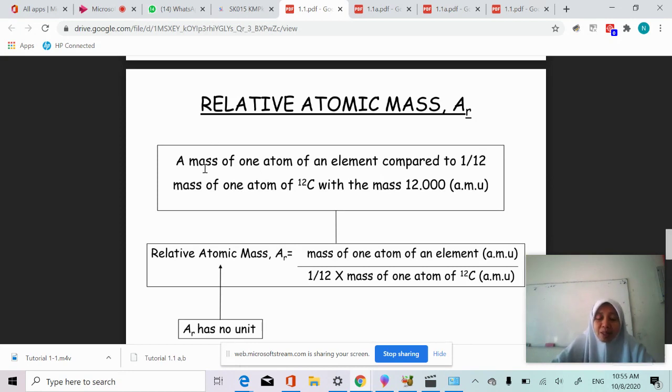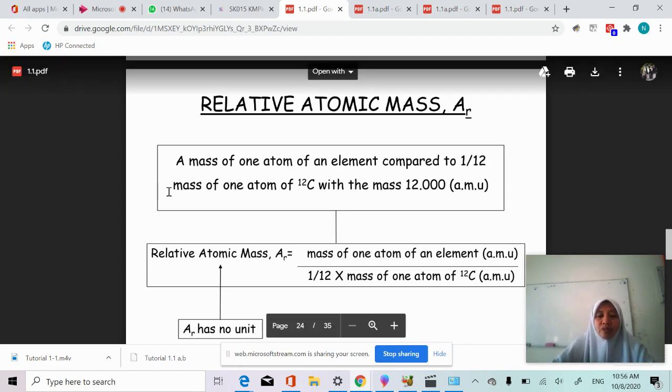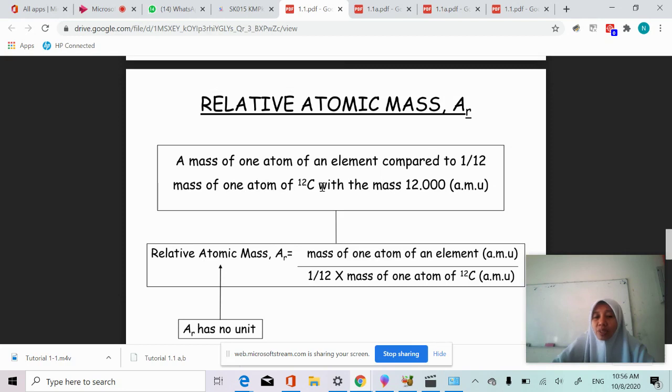So what's the terminology? What's the definition? It is the mass of one atom of an element compared to 1/12 of the mass of one atom of carbon 12. Why carbon 12? Because the mass is exactly 12.000 AMU. AMU here means atomic mass unit. You might have learned this at school as unit jisim atom, in Malay.